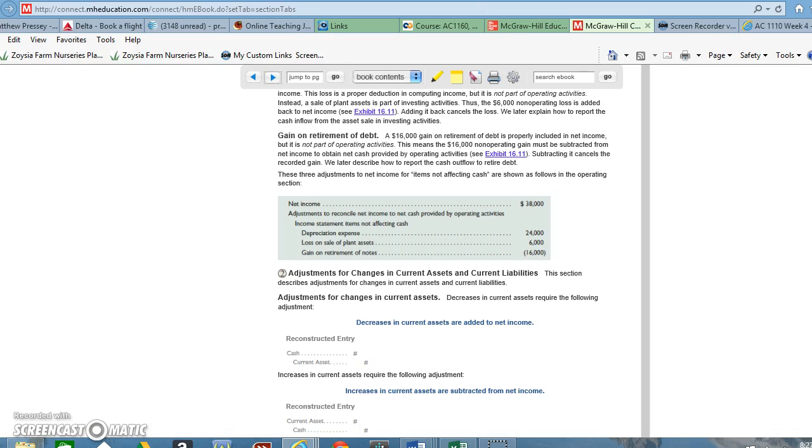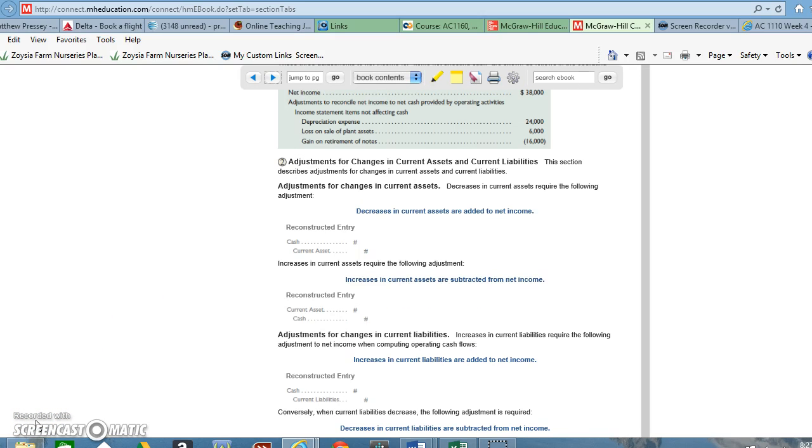Typically, the gain or loss on fixed assets and then the depreciation would be the ones you'd want to concern yourself with. From those reconciling items, the next thing you'll do is calculate changes in current assets and current liabilities to get you back to that ending cash number. And they get into some of that here, basically how to recreate that.